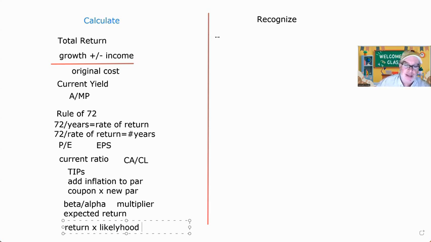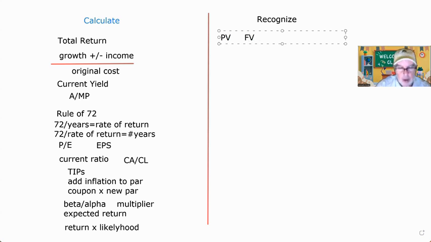Present value is like the expected price. You're going to need to know, not the formula, but what's in it. You need future value, the rate of return, and it's either going to be the number of periods or really just the number of years.